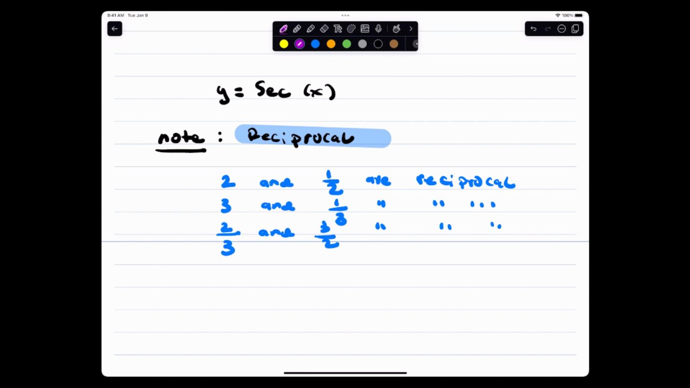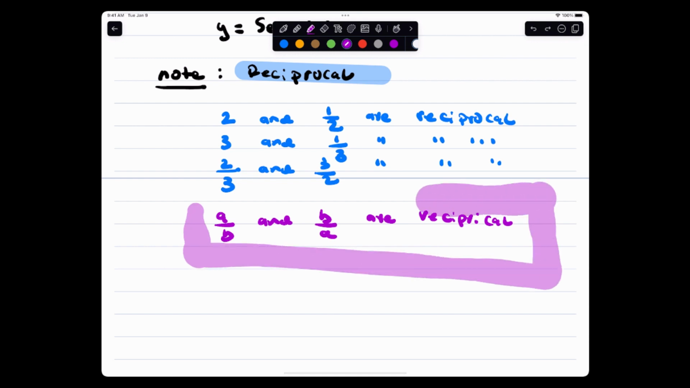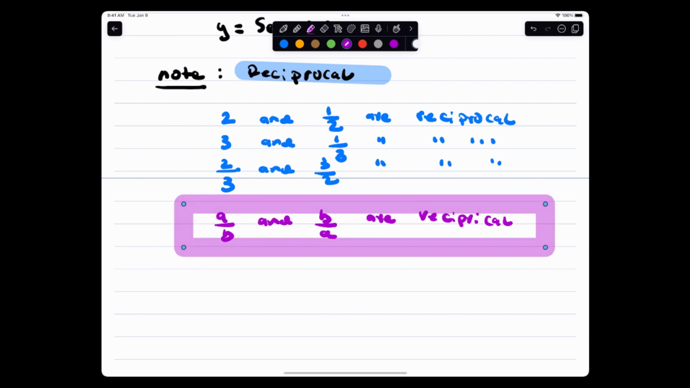So I'm showing you guys some reciprocals here. Because generally speaking, you take any fraction, a over b, and you just flip it over. B over A, or what? Are reciprocals. This is the definition. So these are the reciprocals.